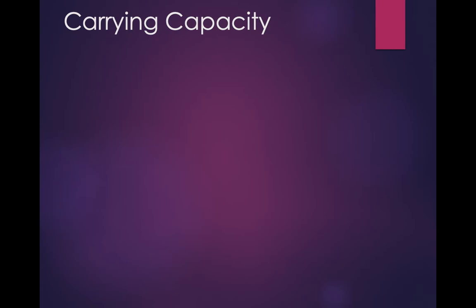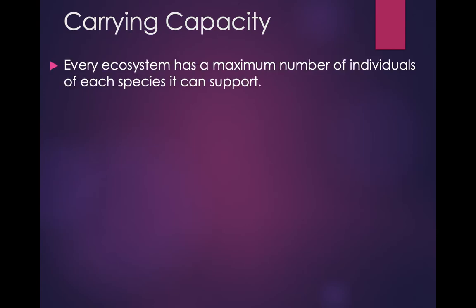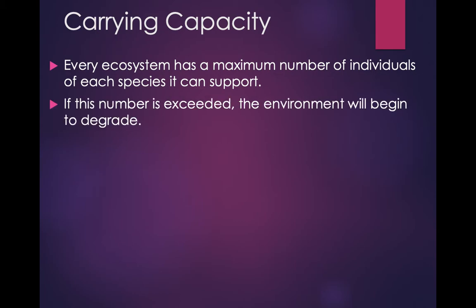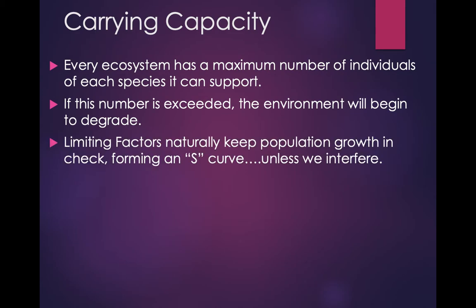Okay, let's move on to carrying capacity. Carrying capacity is the maximum number of individuals of each species that an ecosystem could support. So, kind of as the name implies. If this maximum number of individuals is exceeded, the environment will begin to degrade. And that's why I wanted you to read about the reindeer on St. Matthew Island. They exceeded the carrying capacity, and you read about the effects of that.